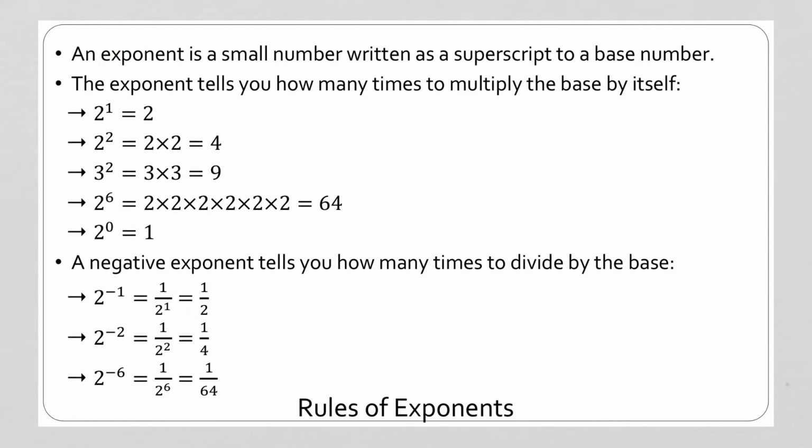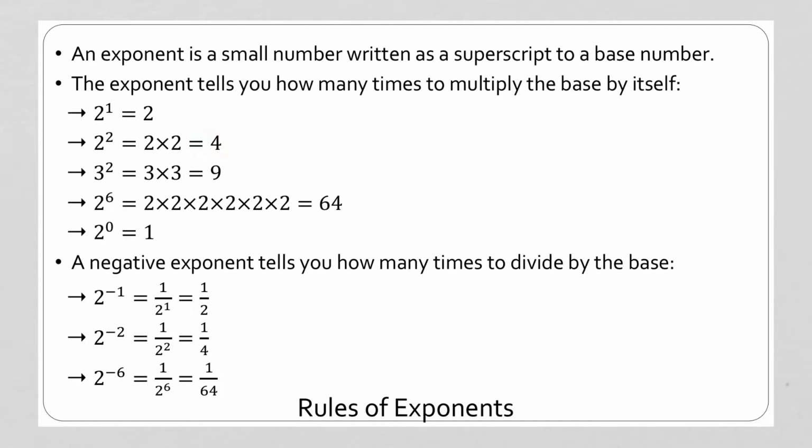An exponent is a small number that's written as a superscript to a base number. So for example, 2 is our base here, 1 is the exponent. We would say this is 2 to the 1 power. What that exponent is doing is it's telling us how many times to multiply the base by itself. So if we have 2 to the 1 power, that's just a 2. 2 squared, or 2 to the 2 power, is 2 times itself twice.